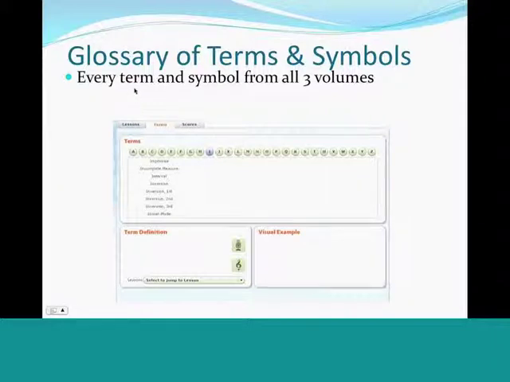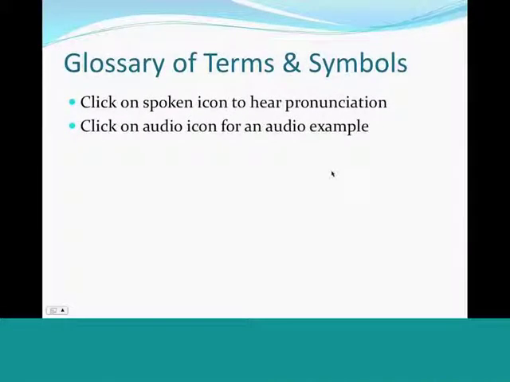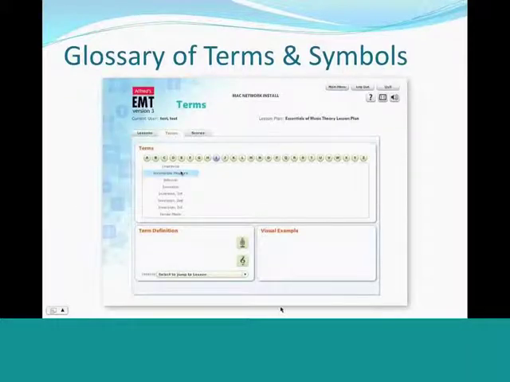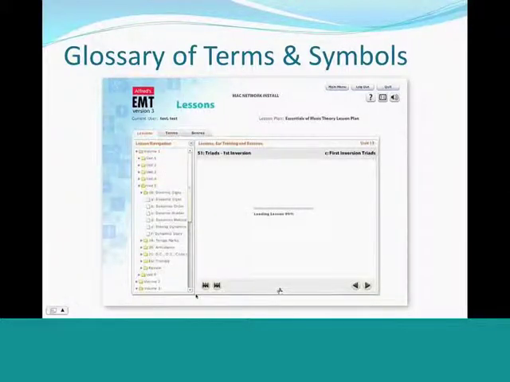Okay, the glossary. It's every term and symbol from all 3 volumes. And there's alphabetical listing, as I discussed before. And you can click on the icon to hear the pronunciation, audio icon for the audio example, and you get the visual example. We discussed this already. And it'll list all the lessons that reinforce the term. And you can also return to the current lesson. Here's an example. First inversion. Okay. And then it shows you the lessons where that appears.